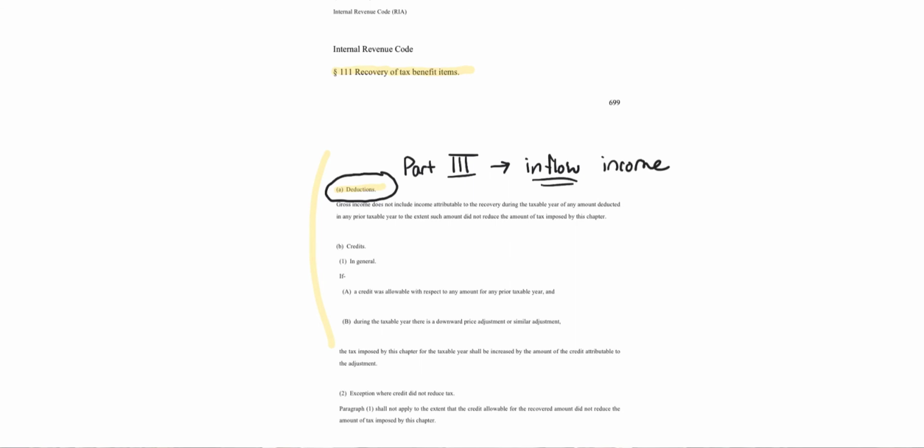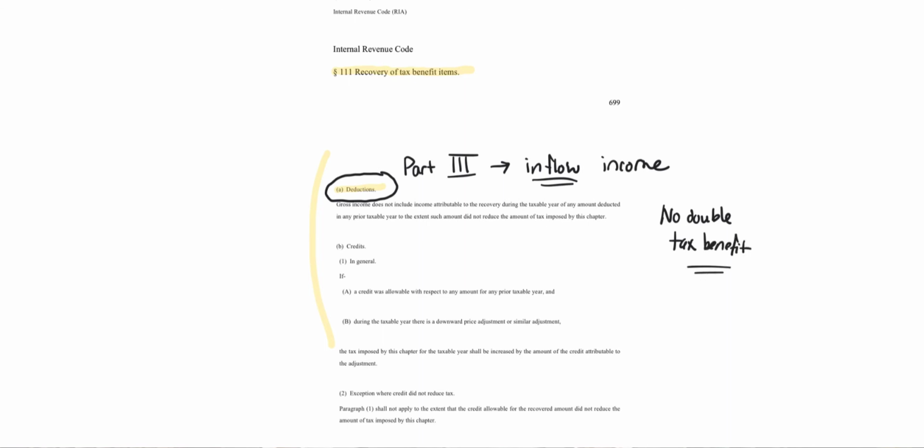Let's just read it. Gross income does not include income attributable to the recovery during the taxable year of any amount deducted in a prior taxable year to the extent such amount did not reduce the amount of tax imposed by this chapter. So what it's saying there is known as the no double tax benefit rule. And this is an important theme in tax law. I talk about this in my top 40 tax doctrines video. We'll also see this in Code Section 265 later on.